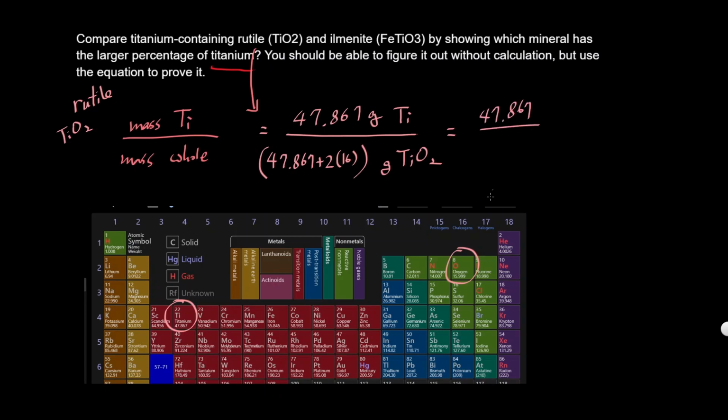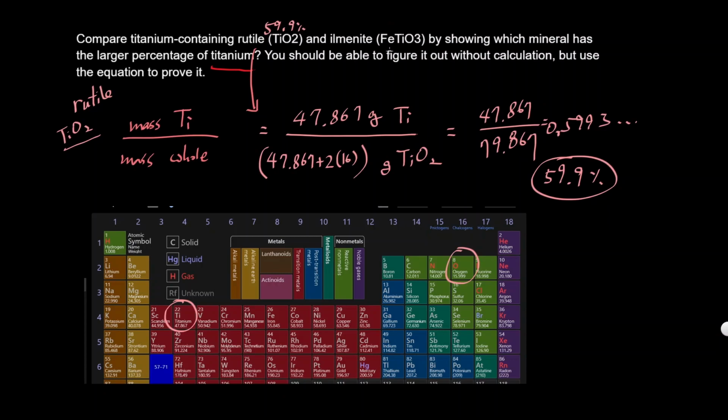So that's going to be 47.867 over, let me use my calculator here, 79.867. When you divide those two numbers, you get 0.5999, something like that, 0.5993 and on. But it's a percentage, so you multiply by 100%, so it's going to be 59.9%. Okay, so I'm going to write 59.9%, and we're going to do the same thing with the other one.